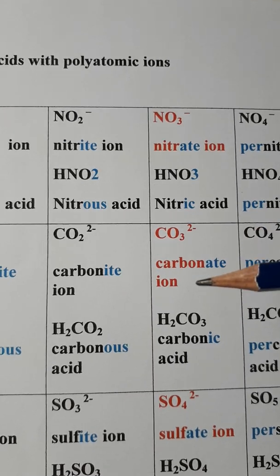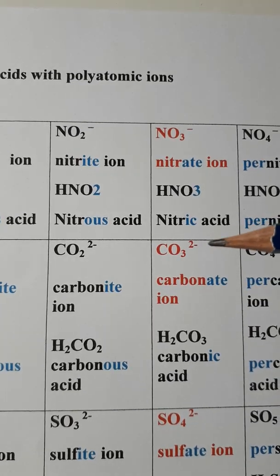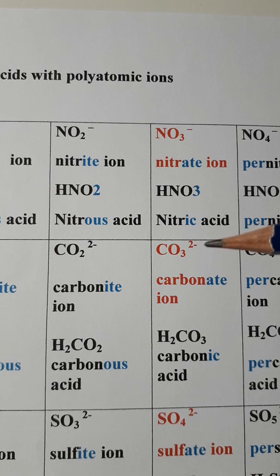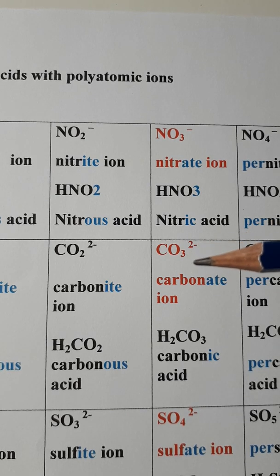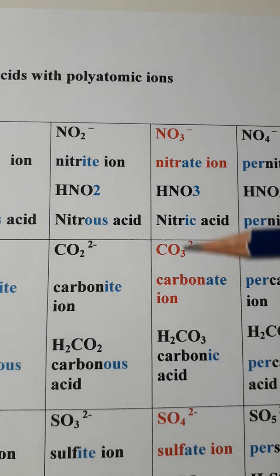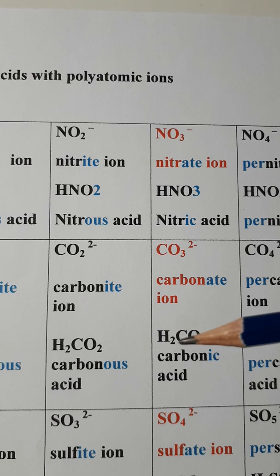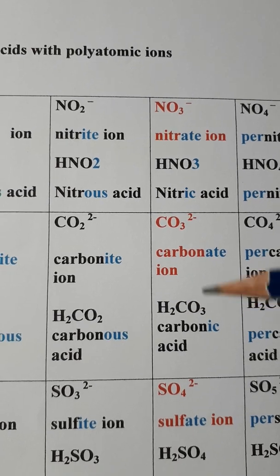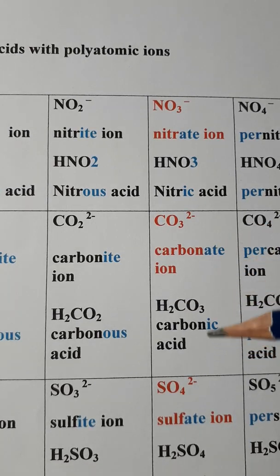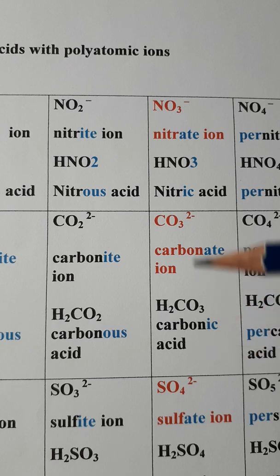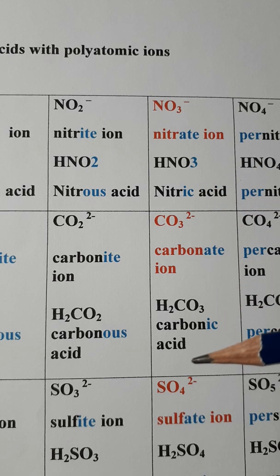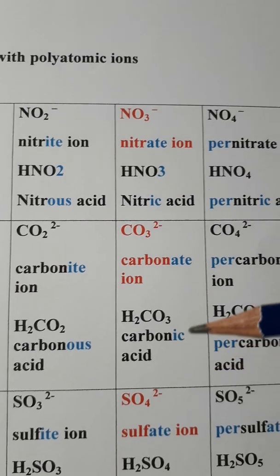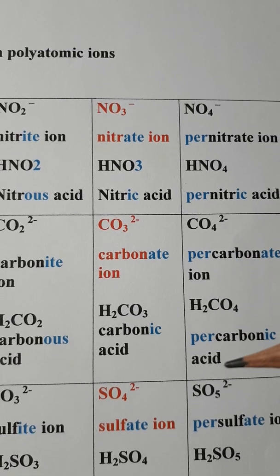Carbonate ion. Now see, carbonate ion has a charge of 2 minus. Therefore, you need 2 H ions to go with that. So that is why we need 2 H atoms. So it becomes H2CO3. And the name is carbonic acid. Carbonate become carbonic, like nitric, carbonic. Therefore, with this ion is percarbonic acid.